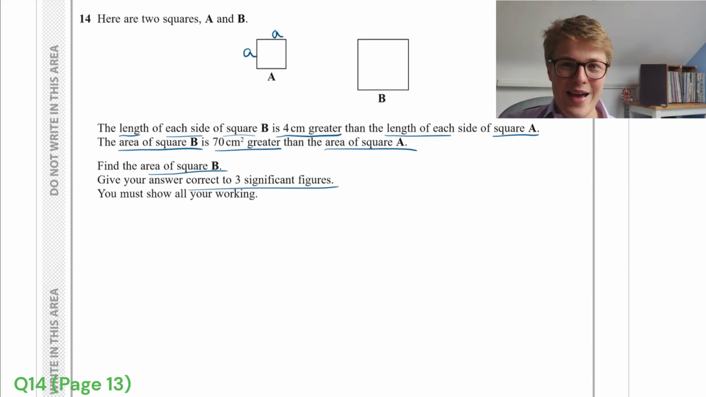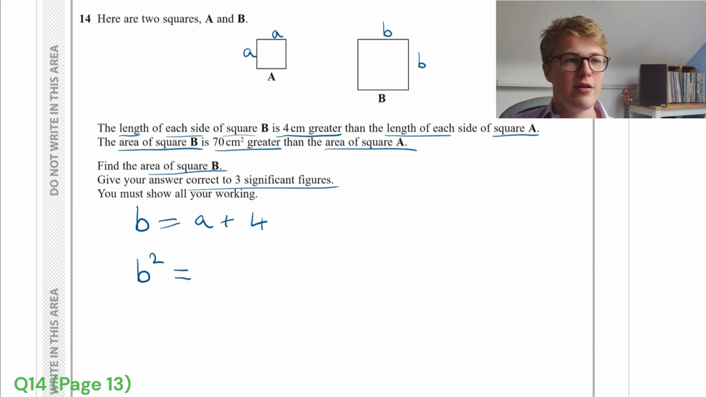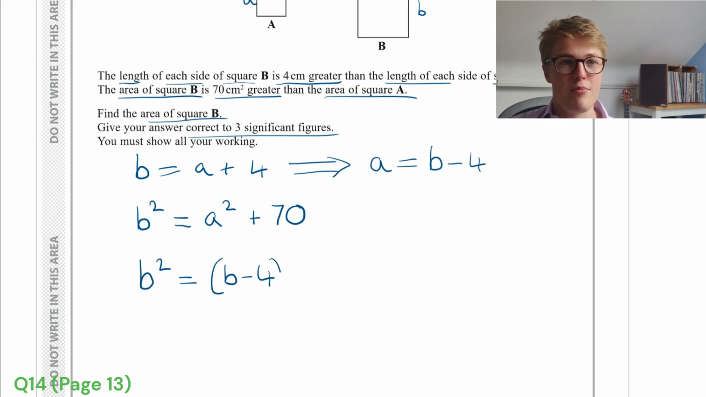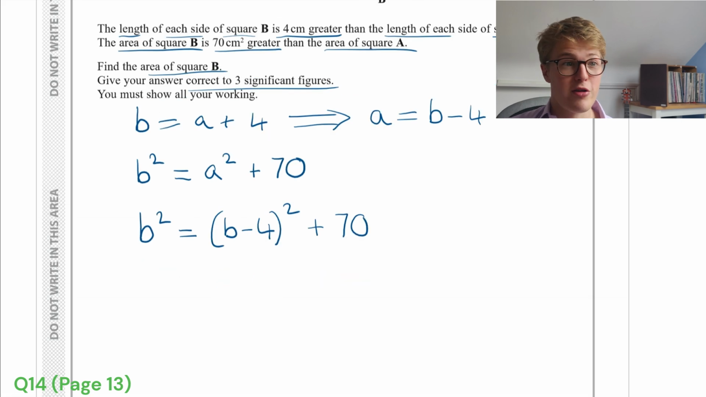So I'm going to use little a and little b to represent each of the square's side lengths. So b is equal to a plus 4, which implies that a is b minus 4, okay? b squared, which is the area of B, is equal to a squared plus 70, because that's what we're told in the question. So b squared is equal to b minus 4 squared plus 70 when we substitute a as b minus 4 from our first equation.